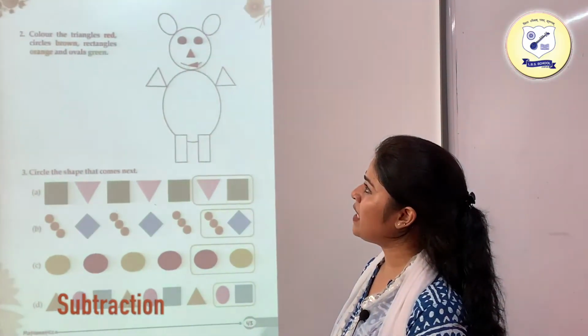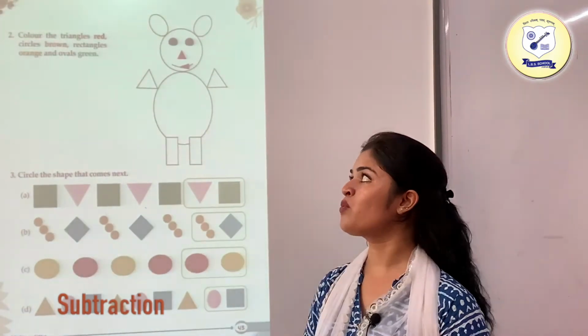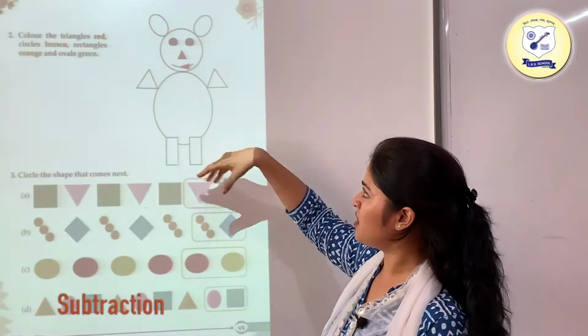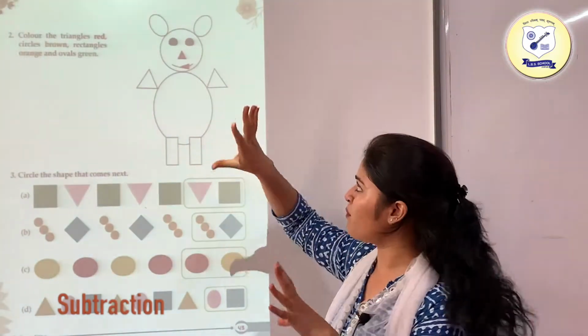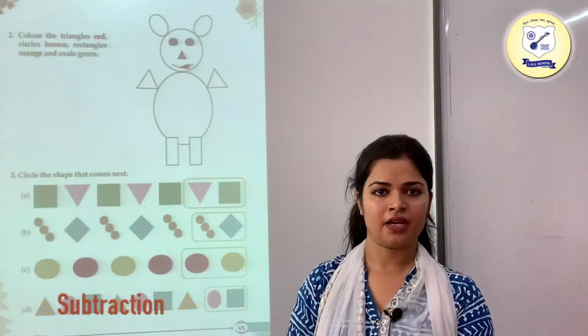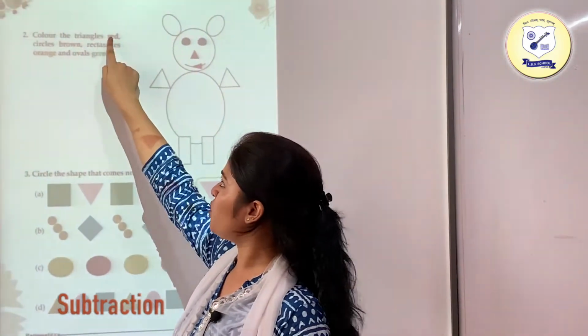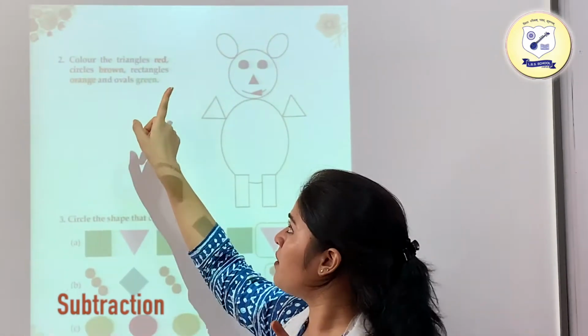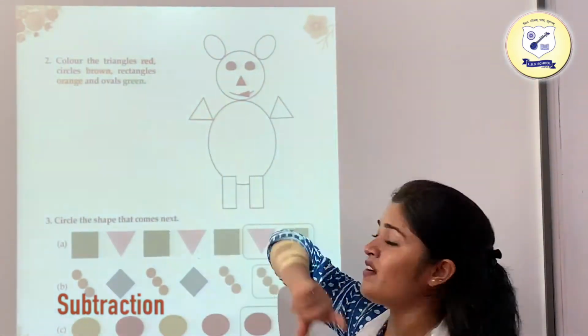Color the triangles red, circles brown, rectangles orange and ovals green. Now you are having this picture which is made up of different shapes. What you need to do is fill color in it. We are just going to color red for triangles, brown for circles, orange for rectangles and green for ovals.